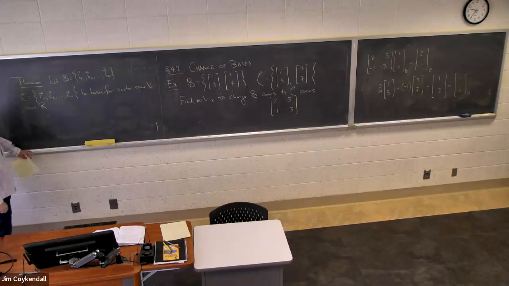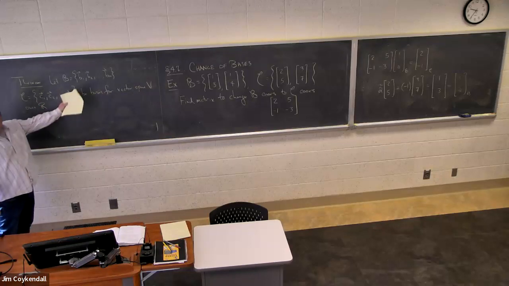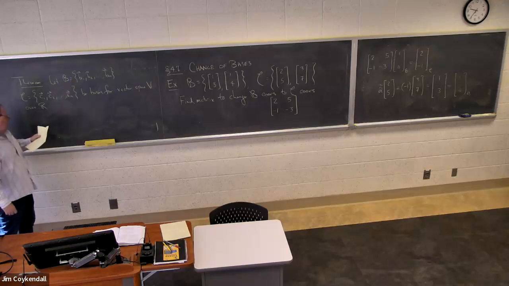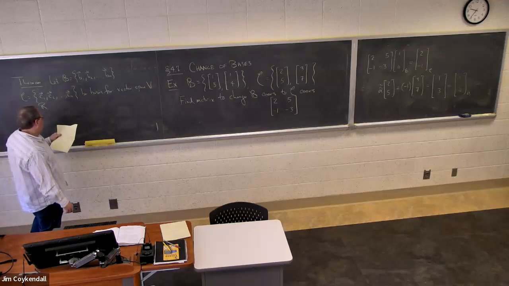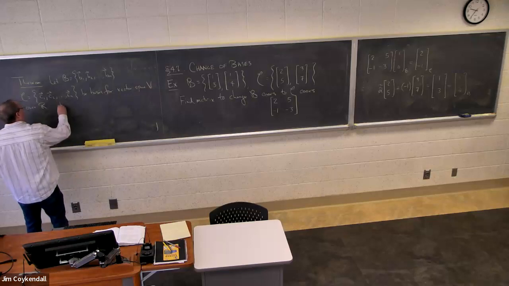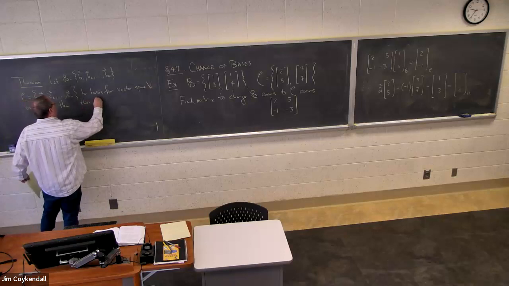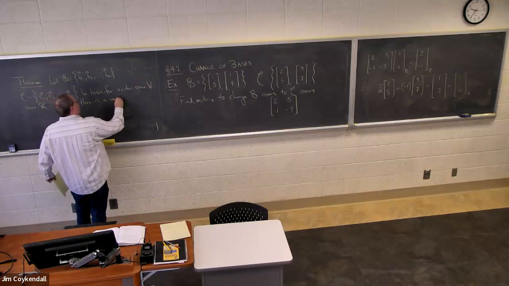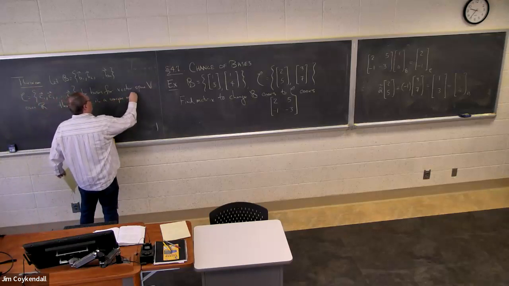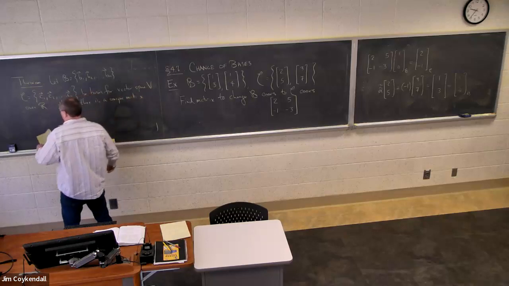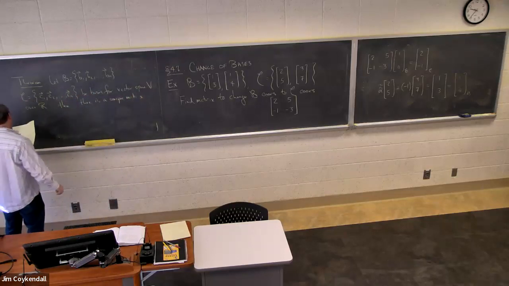You can't do this one generally, of course. If these are both bases, they better have the same number of elements in them, which they do. Then there is a unique matrix. And I'm gonna follow your book's notation on this.